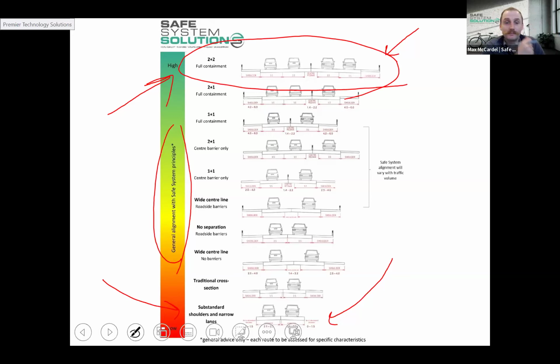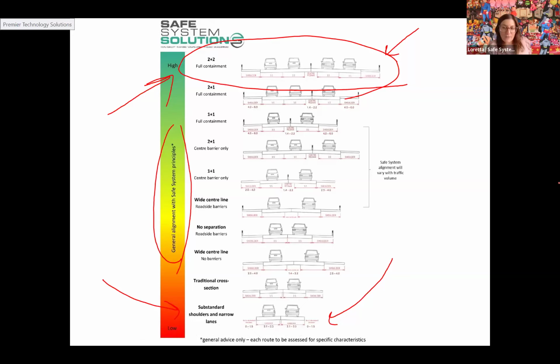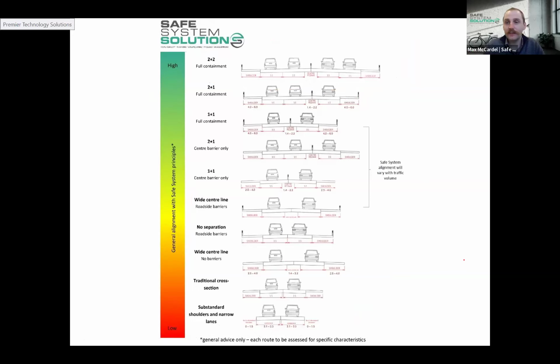Loretta. Yeah, just a question that's come through. Why would 1+1 full containment be deemed lower in safety than 2+2 full containment? Would it be because if there is a crash, there is nowhere for following vehicles to veer to? Oh, I love it. Ask the question, answer the question. That's great. We'll give a prize out there.